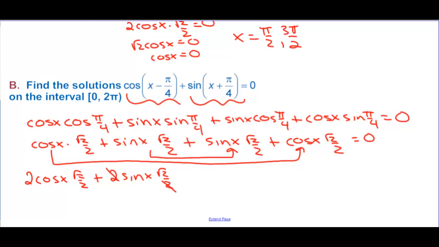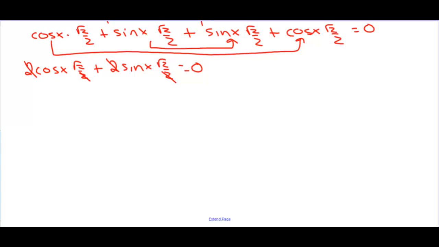Now the 2's cancel out on both of these. That's going to be equal to 0. We have square root of 2 cosine of x plus, I should put a square root of 2 in front of that, so square root of 2 cosine of x plus square root of 2 sine of x is equal to 0. We can divide by square root of 2, and we have cosine x plus sine of x is equal to 0.